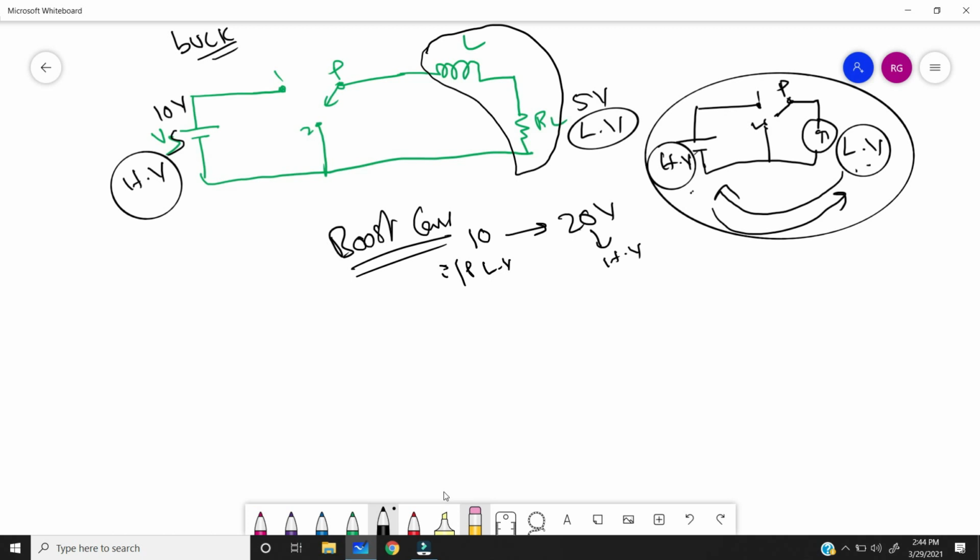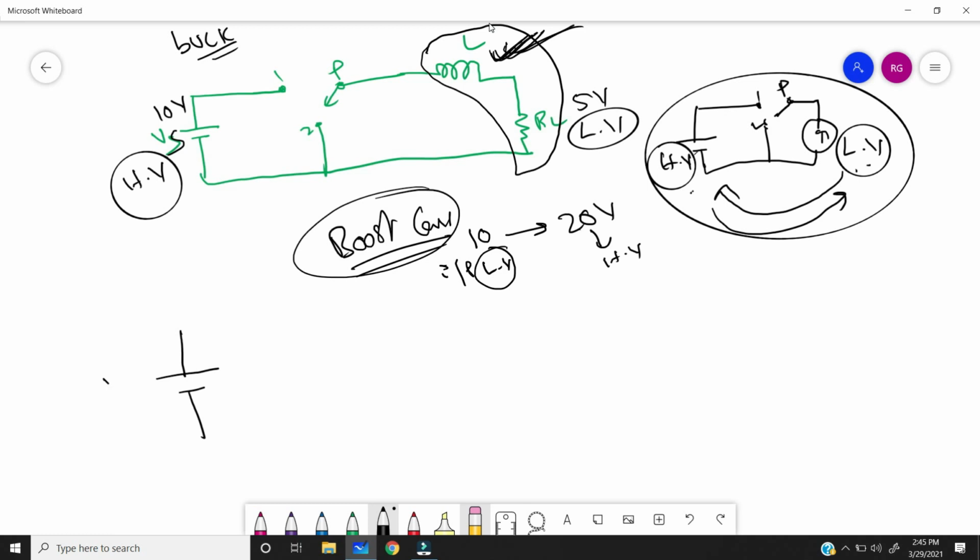Now just replace this inductor circuit, nothing but the current sink, as input, because it is the lower voltage side, right? This lower voltage side will be the input of the boost converter. Now I am designing the boost converter circuit. In the boost converter, we have the low voltage as input, this inductor as the input. The source does not change.